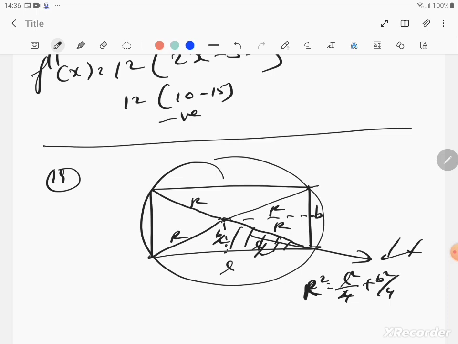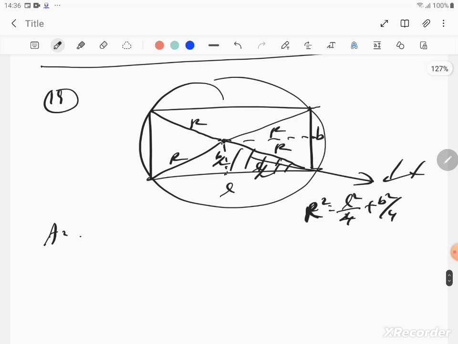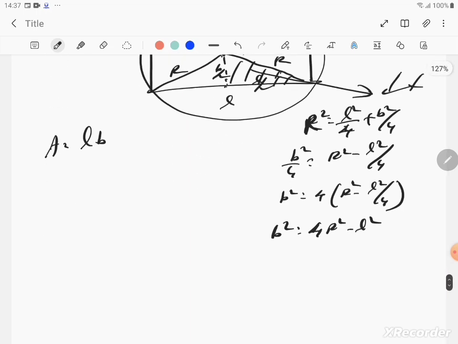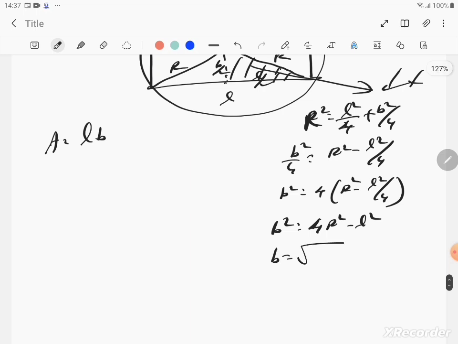It has to have a maximum area. The rectangle has to have maximum area. Area is length into breadth. You can write B square by 4 to be R square minus L square by 4. So B square is 4 into R square minus L square by 4. B square is, 4 gets cancelled, 4R square minus L square. B therefore is root of 4R square minus L square. A is L into B, which is L into root of 4R square minus L square.